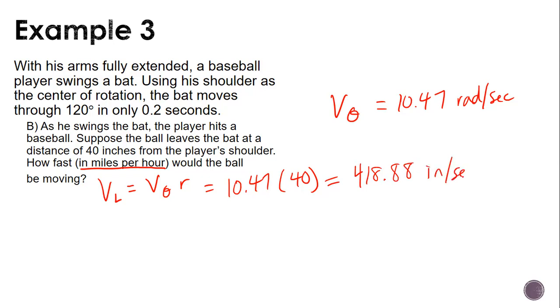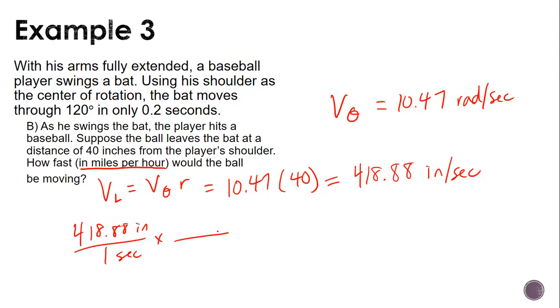Inches per second. Okay. Does it want it in inches per second? Miles per hour. It wanted it in miles per hour. So we have to convert, right? So I'm going to have to take the 418.88 inches per second and convert it into miles per hour. Let's begin. So we have 418.88 inches over 1 second.